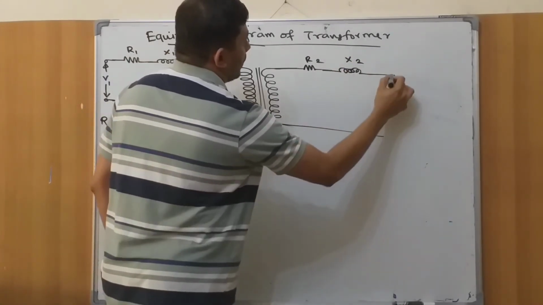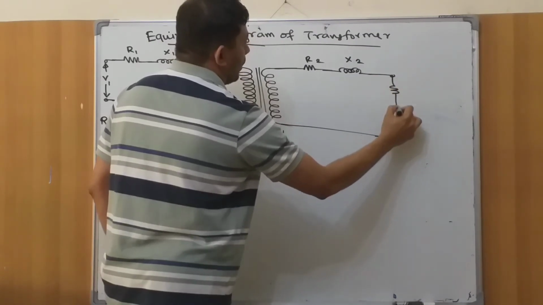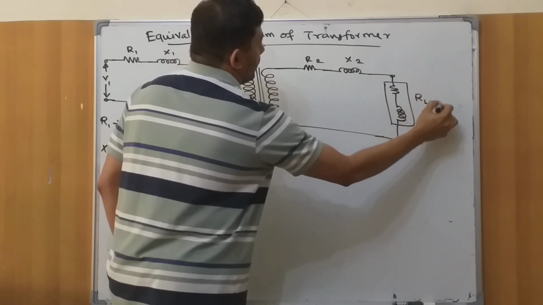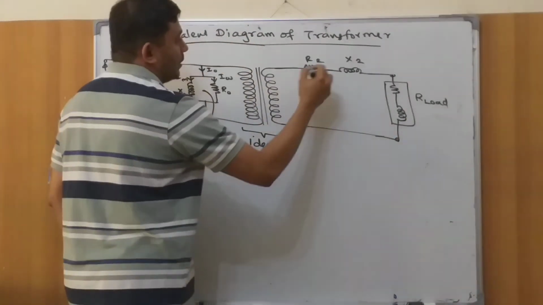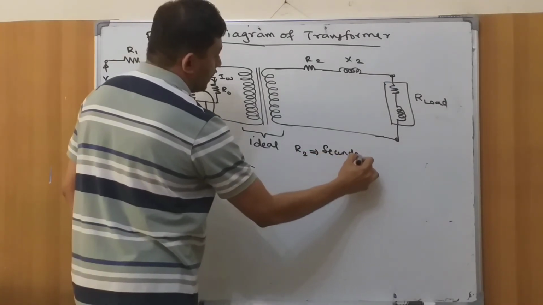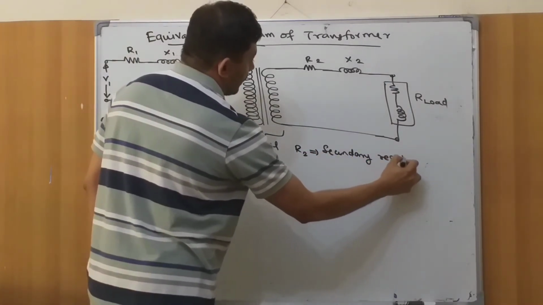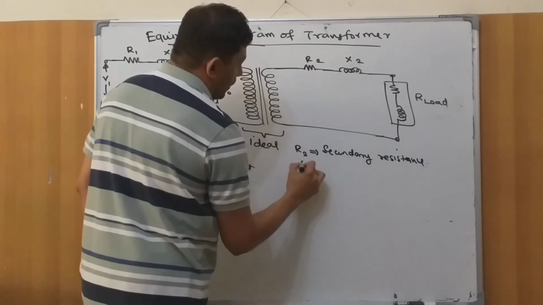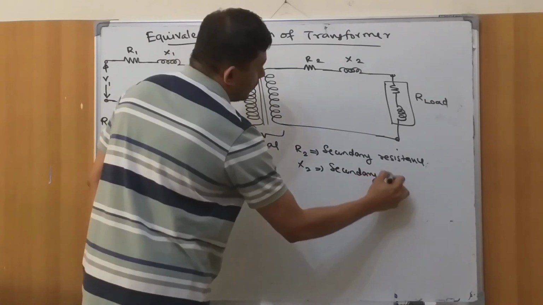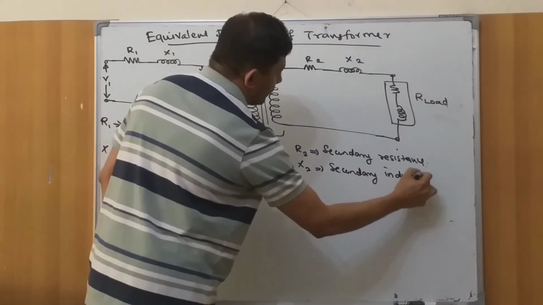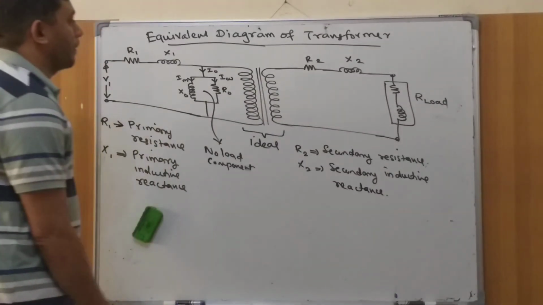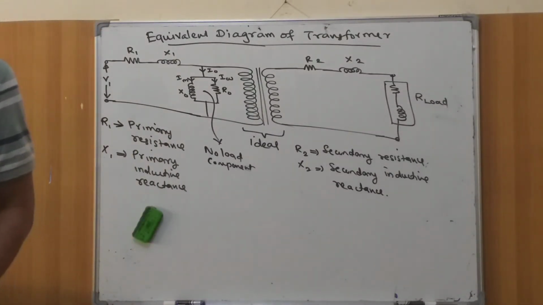Then we are supposed to connect our load. Depending upon the load, it could be inductive or capacitive. So this is supposed to be R load. This is R2 and X2. R2 stands for secondary resistance and X2 stands for secondary inductive reactance.